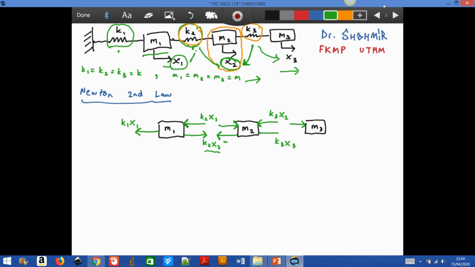And then for K3x3, since mass 3 is moving to the right, the reaction will always be opposite. So for K3x3, on mass 3 it will be going to the left, and for mass 2 it will be the opposite of mass 3. So basically this is the free body diagram of the system. Now we want to construct the equation of motion.